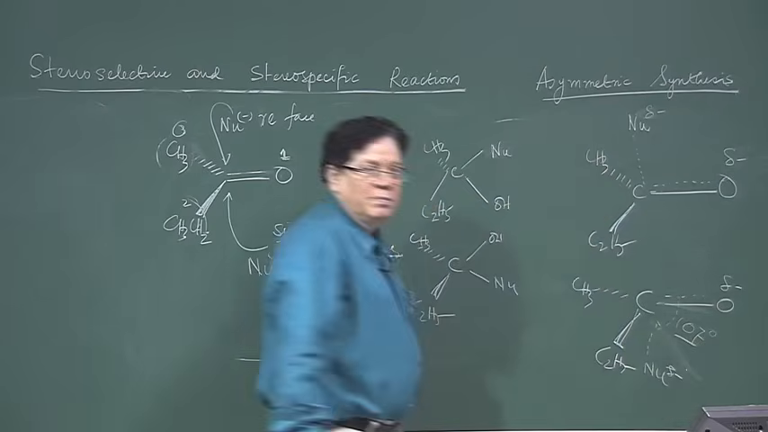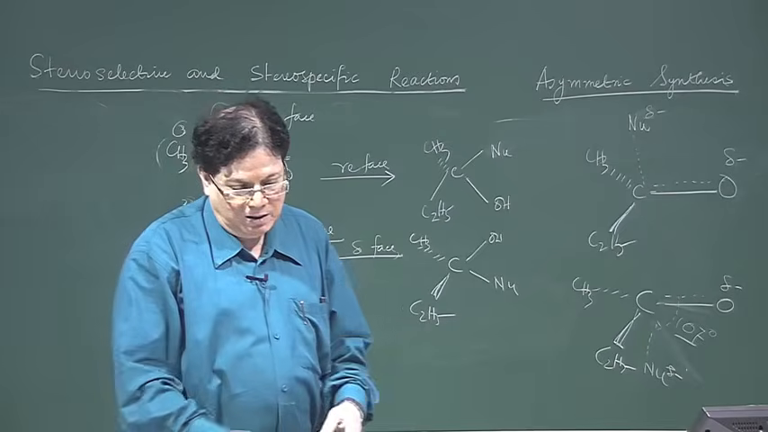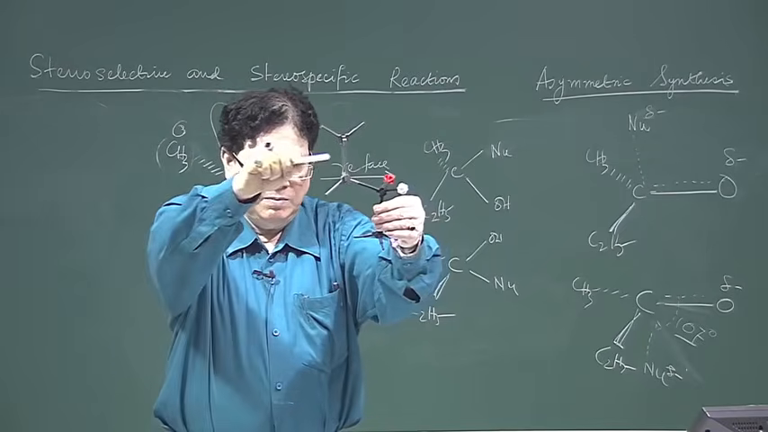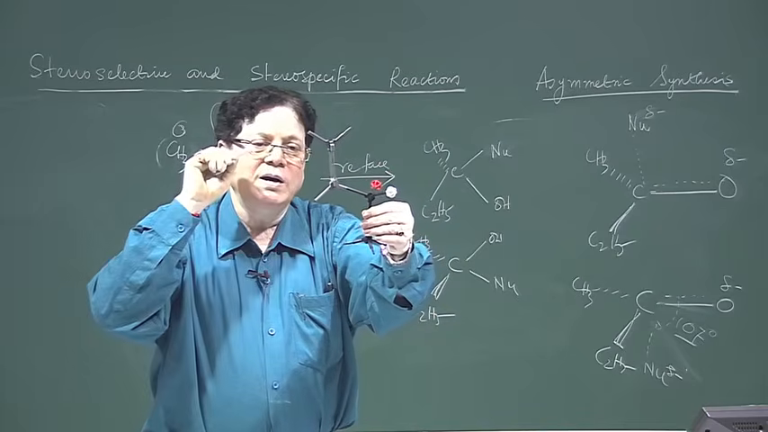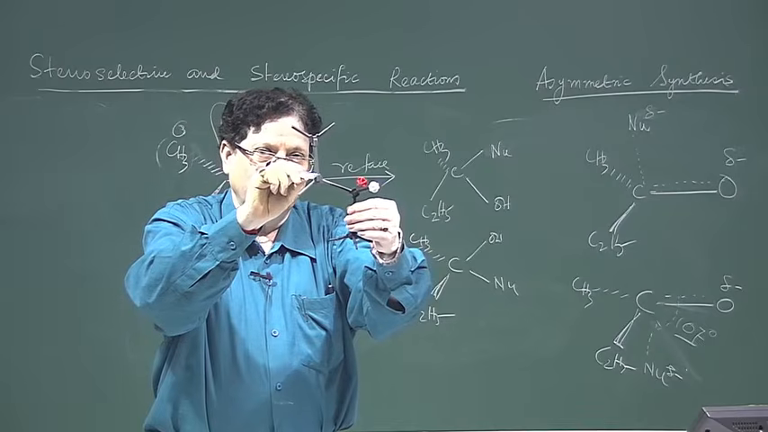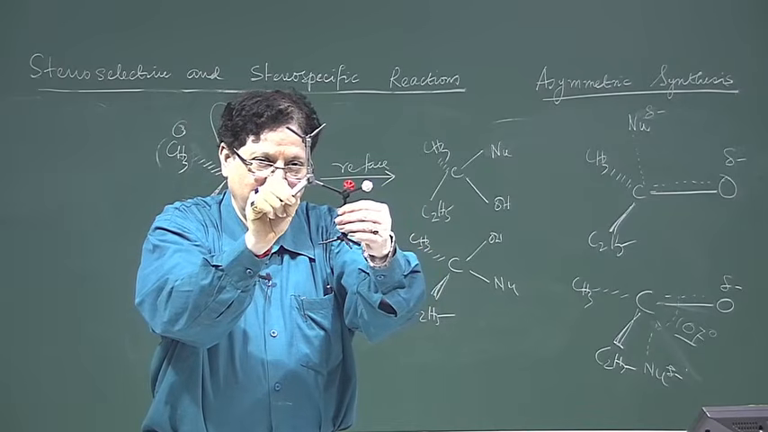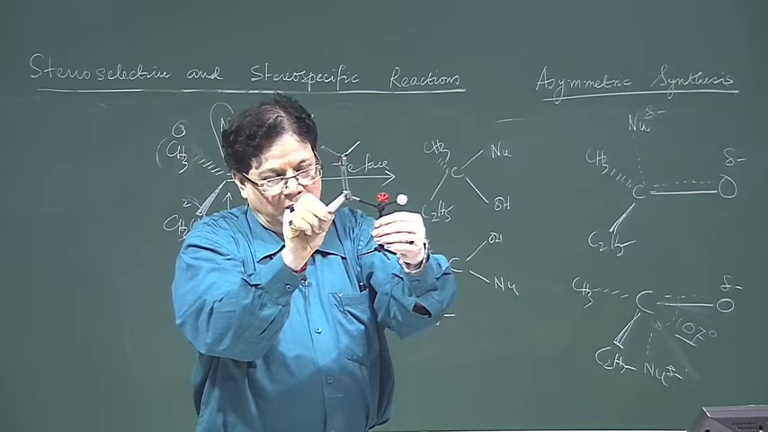This is what is called the Burgi-Dunitz trajectory. Whenever a nucleophile attacks a carbonyl, see this is a carbonyl carbon, suppose this is oxygen. The nucleophile does not approach from the perpendicular direction, it approaches at an angle of about 107 degrees, close to the angle of an sp3 carbon.